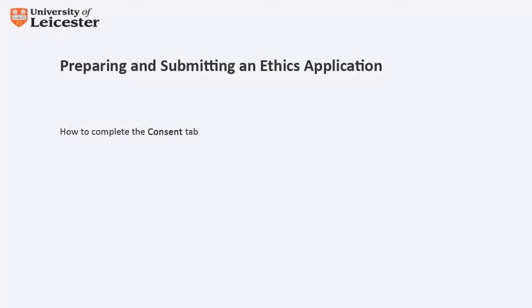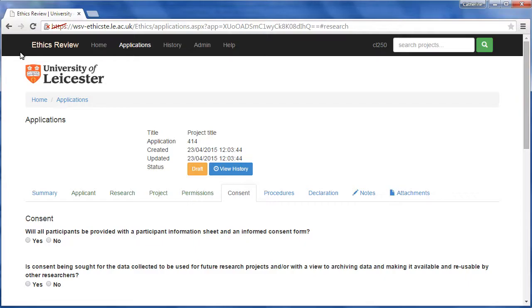This video will show you how to complete the Consent tab of the Ethics Review system. The way in which you provide information to the participants depends on who will take part in your research, as some studies might not need explicit informed consent, for example when using existing datasets.